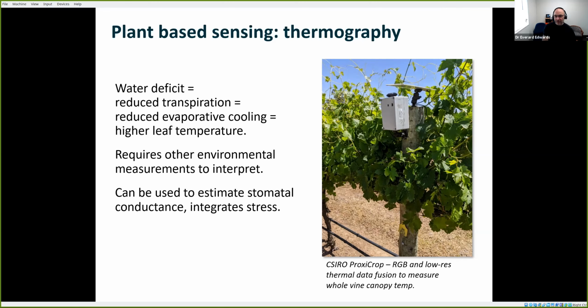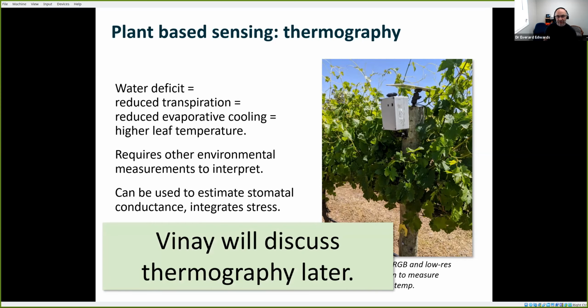So if we don't have a $45,000 camera and a lot of time to do it, there are again commercial companies starting to offer methods of doing this, with different sensors or different systems. And here at CSIRO, we've been developing one which is called the proximal, which actually does data fusion using an RGB camera and a much cheaper low resolution thermal camera to be able to dynamically estimate leaf temperature and canopy temperature, even with the changes in the canopy size with growth and so on. And Vinay, amongst some other plant-based sensing, will go into that shortly.